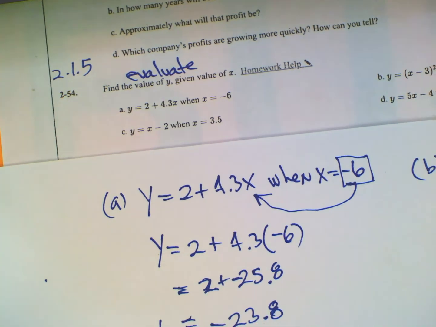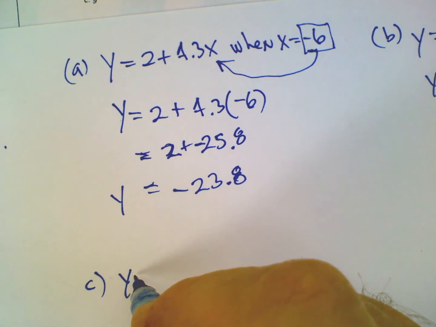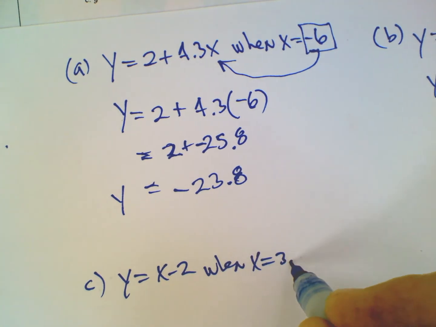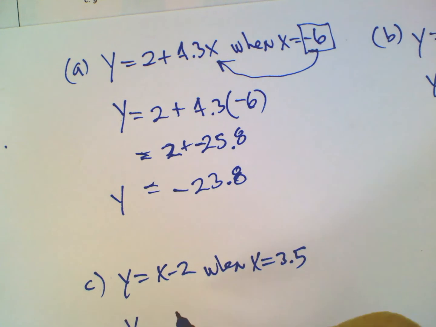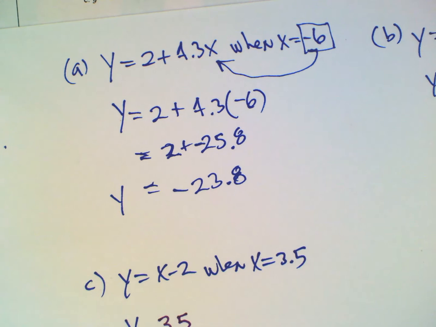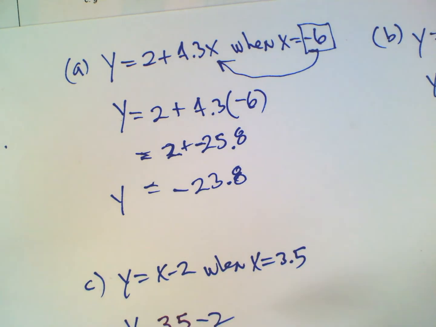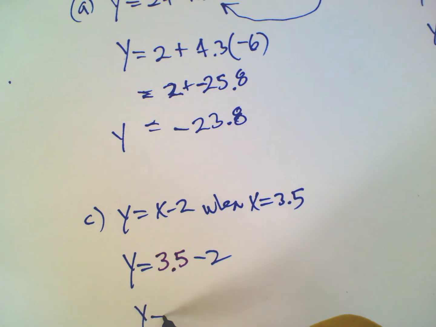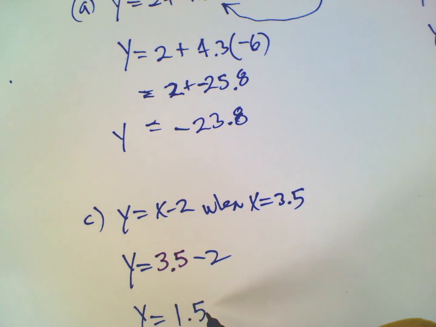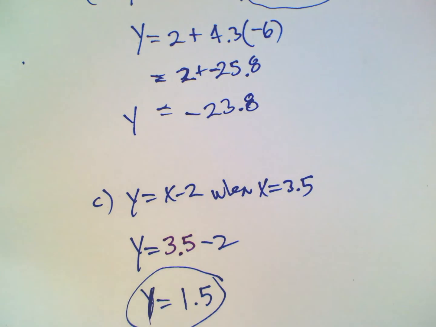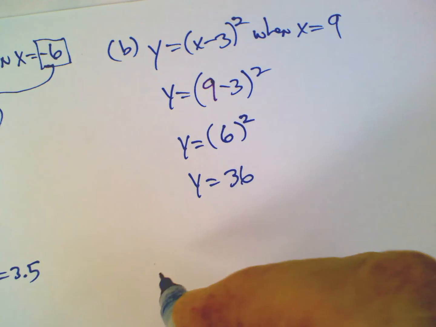C up there, C is y is equal to x minus 2 when x is equal to 3.5. So again, y is equal to, instead of x, I'm going to write 3.5. So it's 3.5 minus 2, right? We're writing 3.5 minus 2. So y is equal to 1.5. Okay, done. So when x equals 3.5, y is equal to 1.5. Okay. Last one, D.